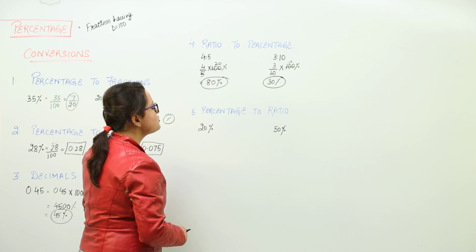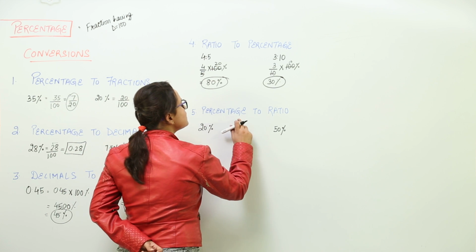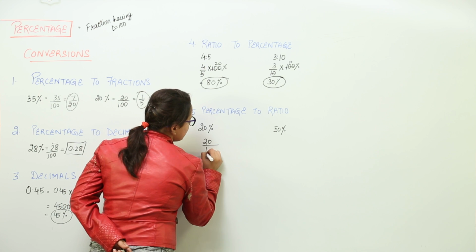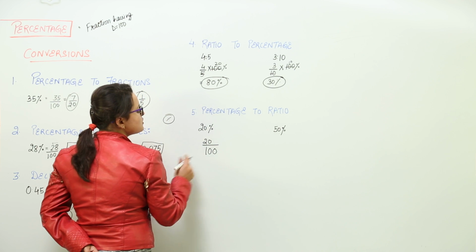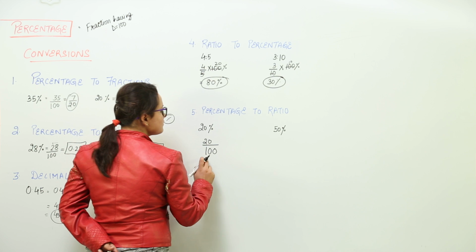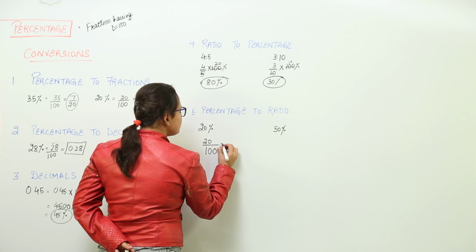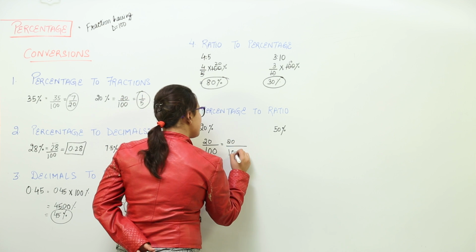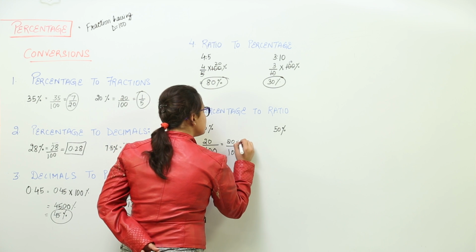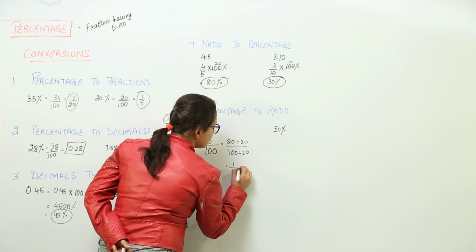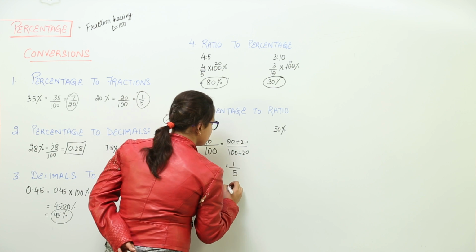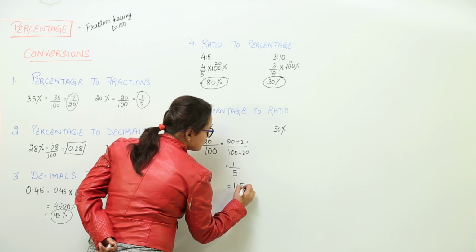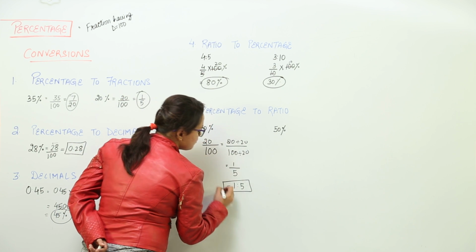4:5 and 3:10. The last is the percentage to ratio conversion. Now for this, again you have to get rid of the sign of percentage. So we write 20/100, and this can be simplified further because we have common factors. What are the common factors that we have? We have 20 for both. So we divide them by 20 and we get 1/5 as the simplest fraction, and we can write the ratio for 1/5, that is 1:5.